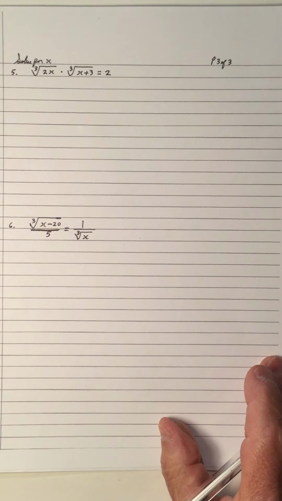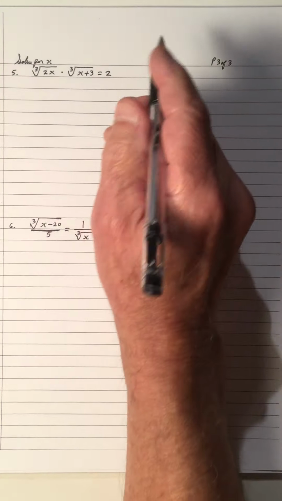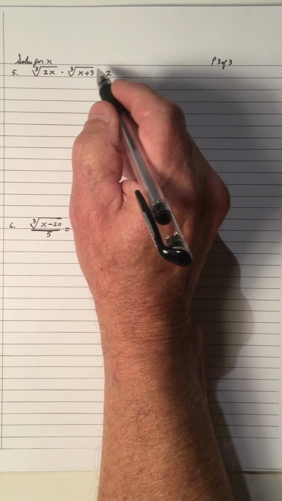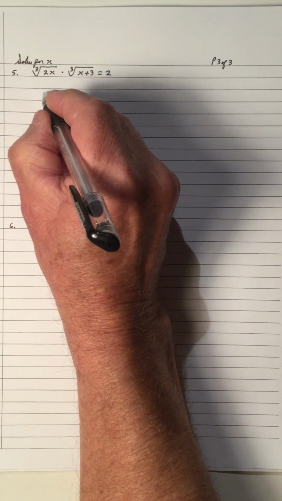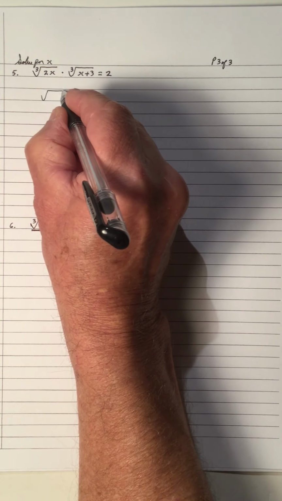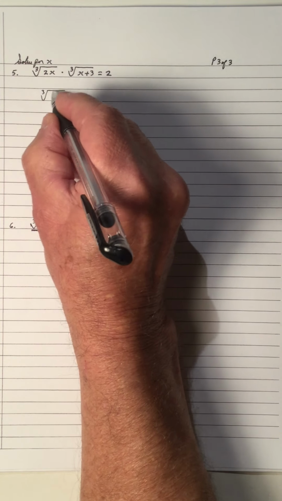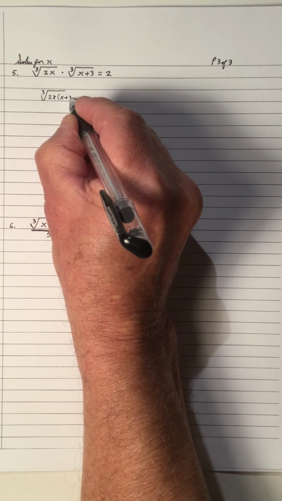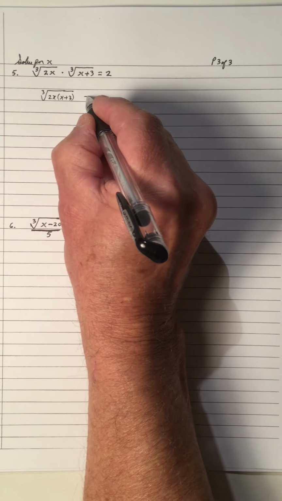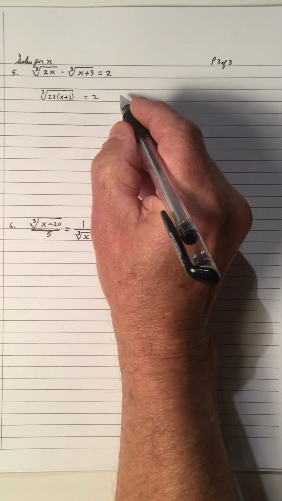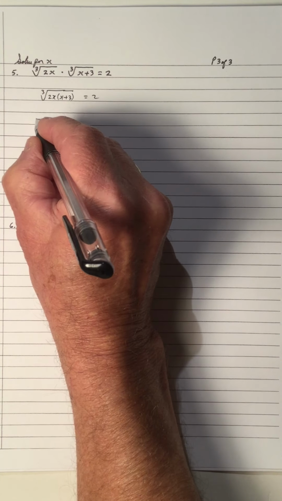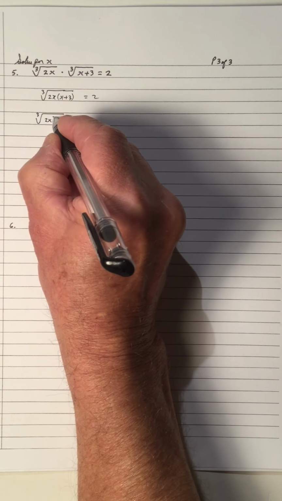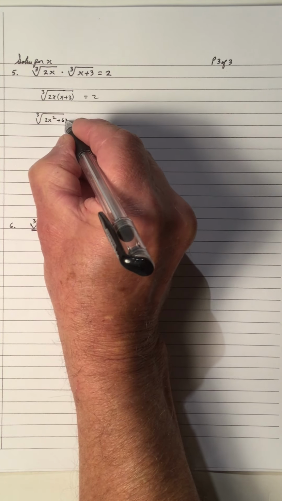Now we have another one that's a little bit different. We have the cube root of 2x times the cube root of x plus 3 equals 2. So let's multiply the roots. Because they're cube roots, we can multiply them. So we get 2x times x plus 3. I'll just write that down first. And so that becomes the cube root of 2x squared plus 6x.